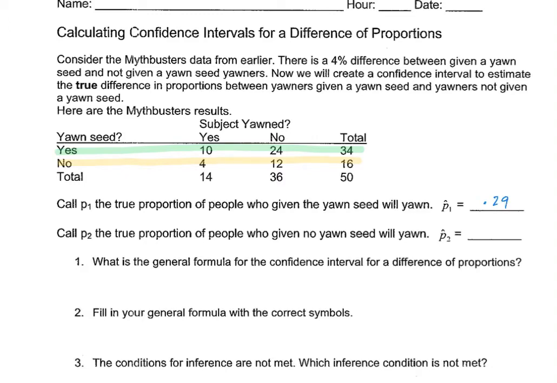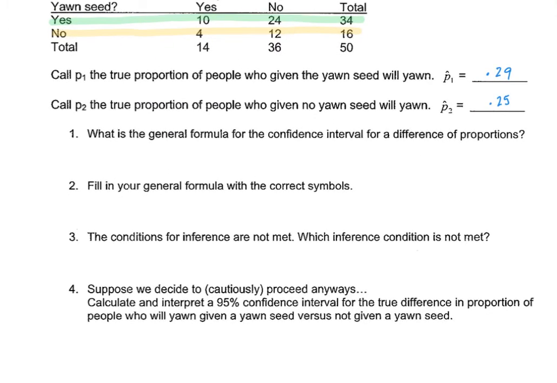P2 is the proportion of people who were given no yawn seed, and 25% of them yawned after sitting in the room. So we're going to use this data to calculate a confidence interval for the difference of proportions. You'll remember from Chapter 8 that the general formula for a confidence interval is given to you on the formula sheet: statistic plus or minus your critical value times the standard deviation of the statistic.